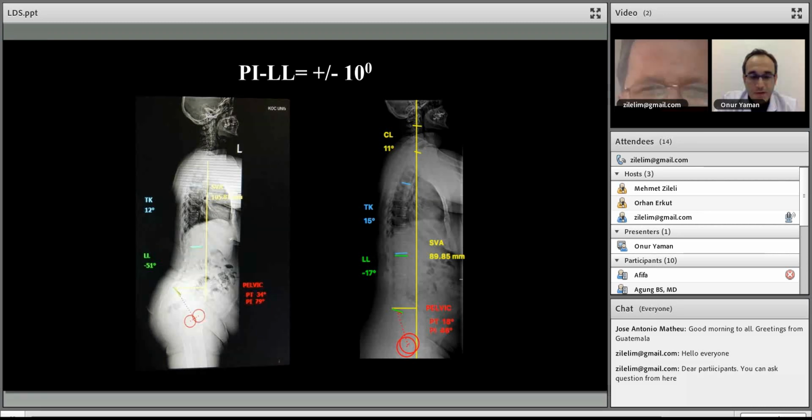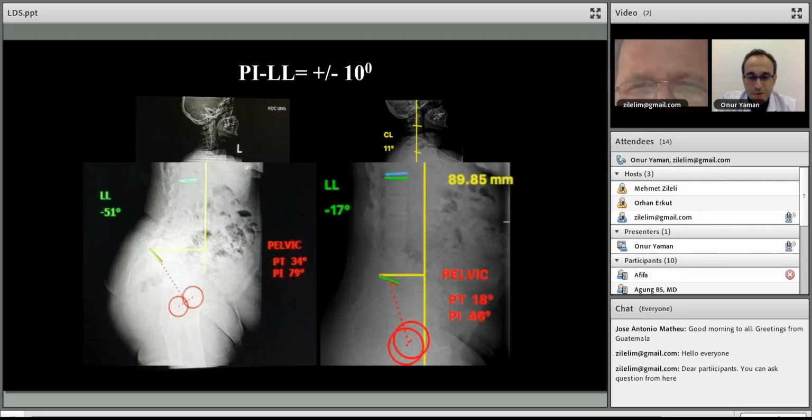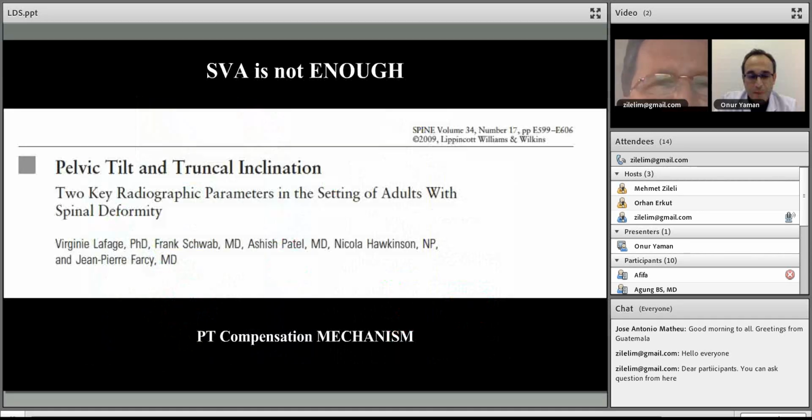So if you want to operate on the patient on the left side, you have to give a different lumbar lordosis. And if you want to operate on the patient on the right side, you have to give a lumbar lordosis of at least 50 or 55 degrees. So the pelvic incidence determines the lumbar lordosis. We have to give the lordosis according to the pelvic incidence. So SPA is important, but is it enough?